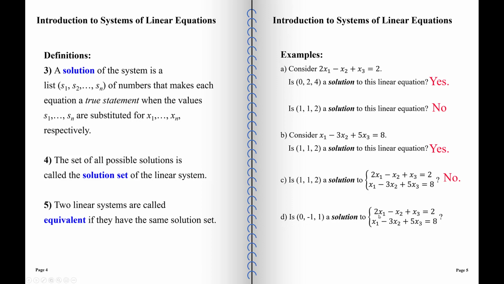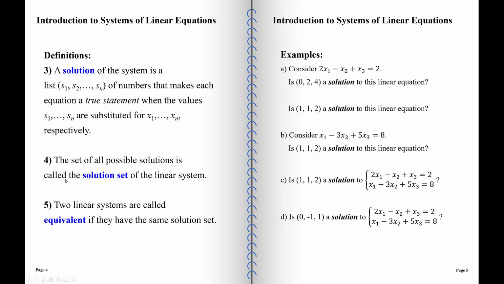In our next example, what about 0, minus 1, 1? Is it a solution to this system? So we would check, and I think we can see that replacing these values of 0, minus 1, and 1 for x1, x2, and x3 respectively, it is a solution to the first equation, and also it is a solution to the second equation. So the answer is yes. This ordered triple is a solution to this system.